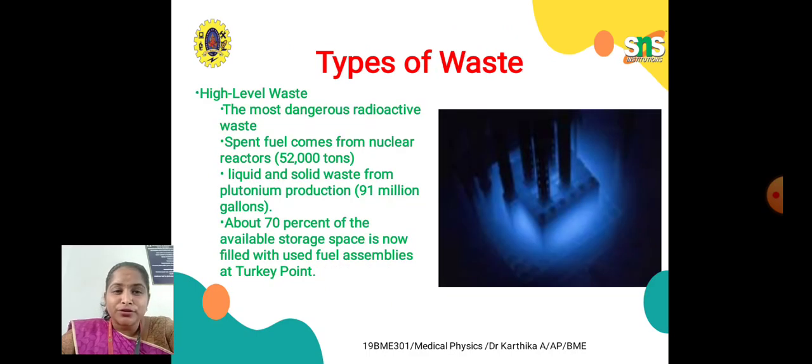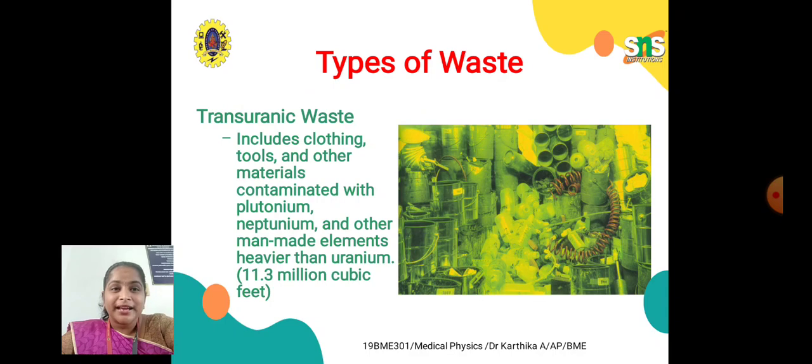Okay, and we have to concentrate on nuclear power plant waste. We have some categories of waste. We have high-level waste, the most dangerous radioactive waste. It is like spent fuel that comes from nuclear reactors, and liquid and solid waste from plutonium production, and about 70% of the available storage space is now filled with used fuel assemblies at Turkey Point. And also we have transuranic waste.